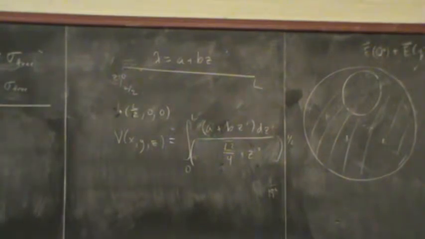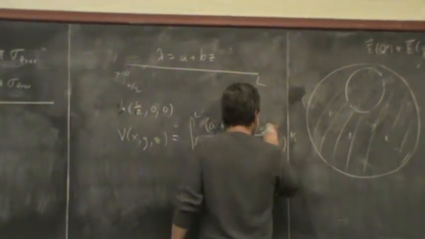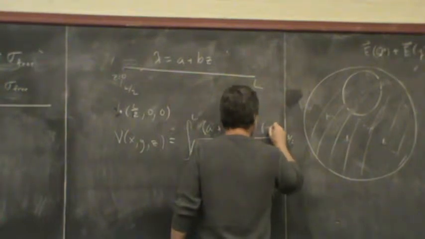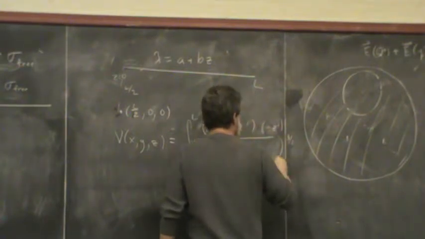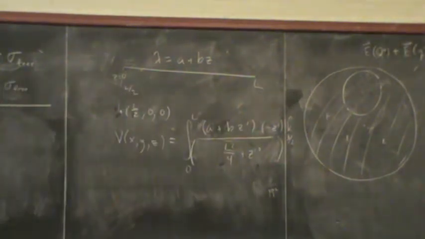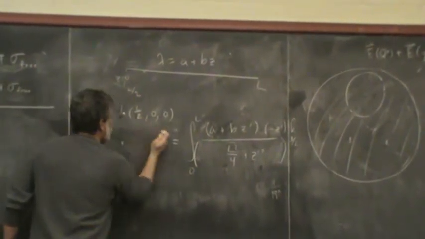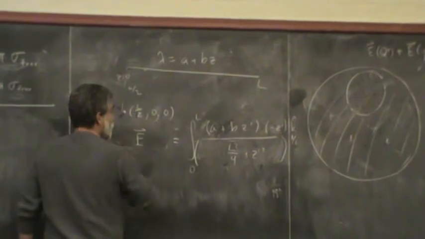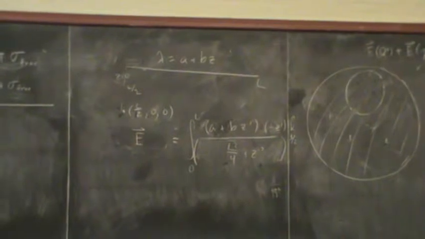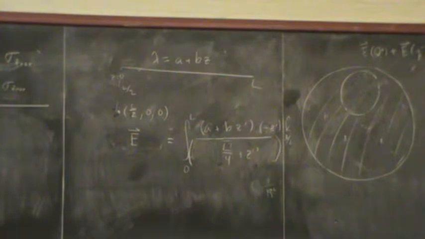And if you wanted to do it by the field approach, this would end up being to the 3/2, and then I'd have z minus, or actually minus z prime. That would be E equals the integral from 0 to L of that stuff. Well, that's just the z component. We'd have an x component as well, which isn't so bad.